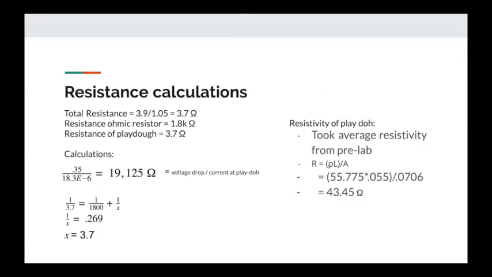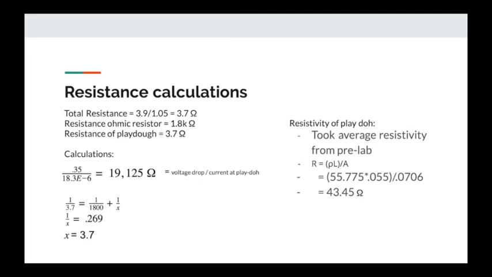In order to find the total resistance, we used a number of equations. First, we took the total voltage of 3.9 and divided it by the total current and got 3.7. We then plugged that 3.7 into the 1 over R parallel equals all the other resistors in the circuit equation. Doing this, we got that the Plato resistance would be around 3.7 ohms, which is the same as the total for the entire circuit.